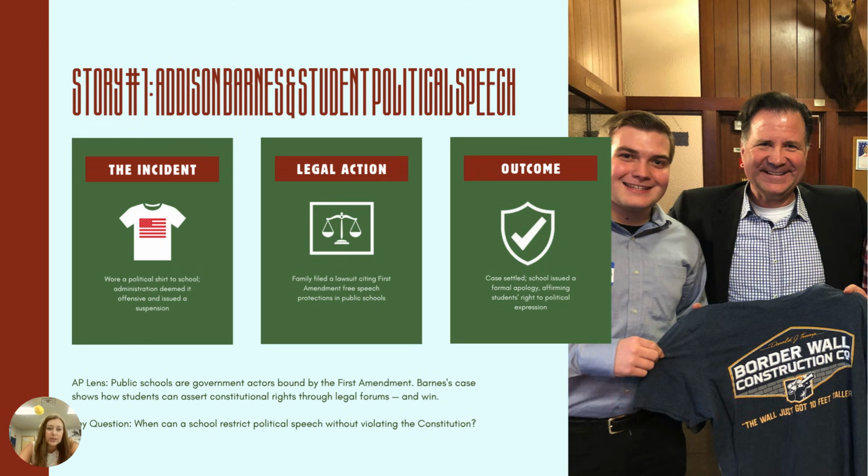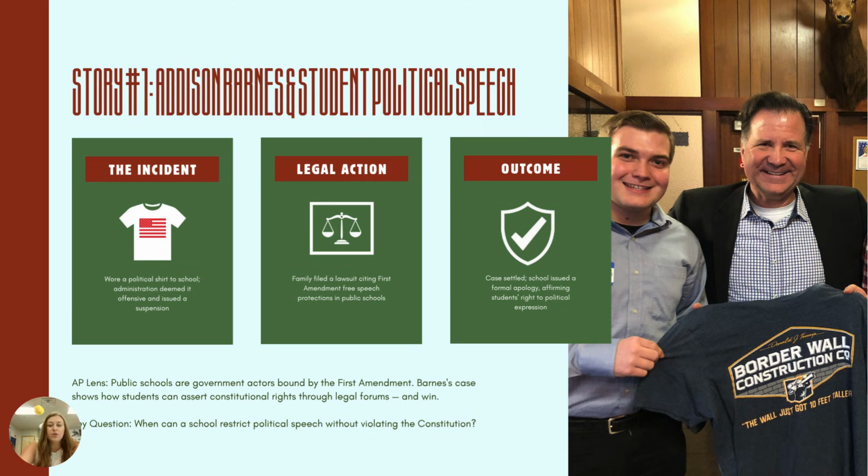So, I'm going to briefly tell you a couple of stories that are covered in this chapter in the textbook that deal with student speech rights at school. So, the first one is going to be Addison Barnes. And Addison Barnes had worn a shirt that was political in nature. And the administration at the school had deemed his shirt as offensive to other students, that sort of thing, that ultimately they provided a suspension.